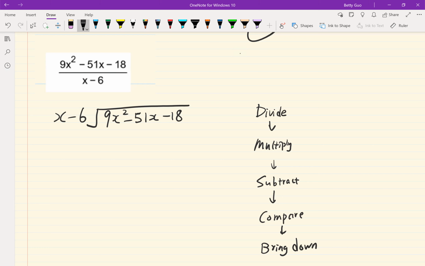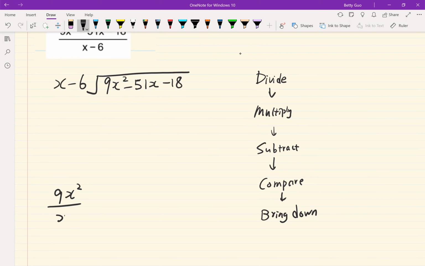Let's look at it together. Divide what by what? The leading term in the dividend by the leading term in the divisor, right? What's the quotient? Where do you put 9x? Please do not put it here. Why? They are not like terms, okay? Put it here, because they are like terms. Multiply the quotient by the divisor, which is x minus 6. Tell me, please, what's the product? 9x times x, 9x times negative 6.